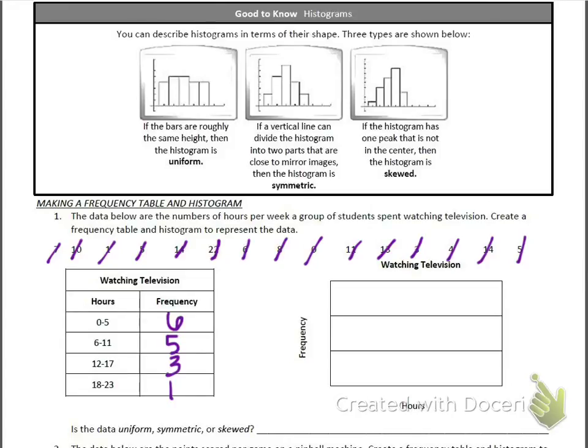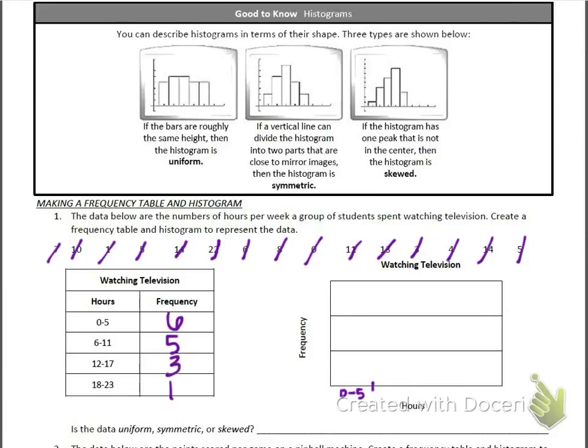The frequency is on the left. We're looking at our interval on the bottom, which are the hours. So we have 1, 2, 3, 4 intervals. So we're going to make one from 0 to 5. And I'm going to have it end about right there. And then I can have this one here.